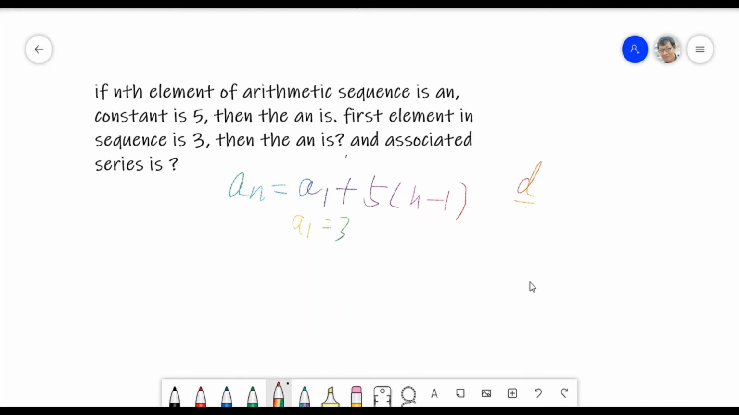Okay, so this is definitely quite easy. If it is just an example, we don't count it. So first is a1, so 3. The second is 3 plus what? 5, 8, right? The third will be 3, then n minus 1 is 2, 2 times 5 is 10, 10 plus 3 is 13, right? Until 3 plus 5 times n minus 1, right?